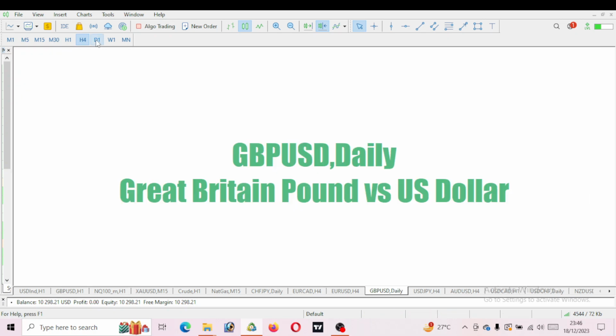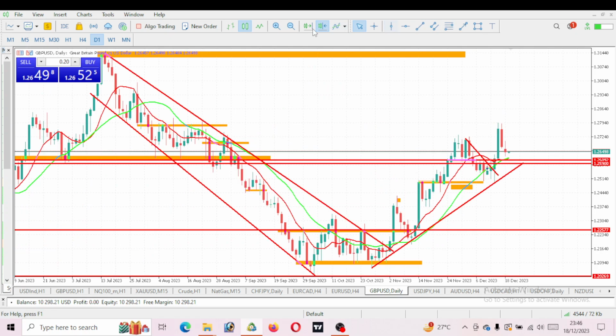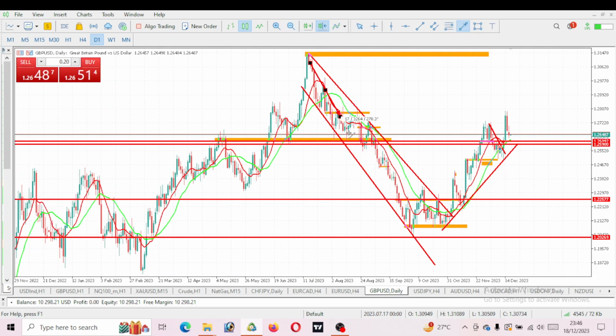So let's take a look at what we'll be expecting for the next day on GBP USD. We can clearly see that at first GBP USD was trending down. You can see the price was dropping. Right now, the market is going bullish. This is now an uptrend move. It is a bullish move.